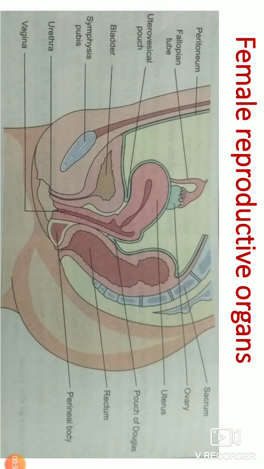Here you can take an overlook of the female reproductive system. See, it is the uterus. And here it is the vagina. In front it is related with the bladder. Behind it is the rectum. It is the pouch of Douglas. And here it is the uterovesical pouch. Here it is the ovary.